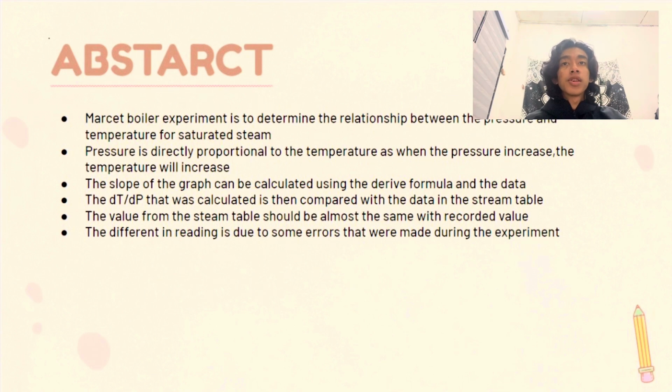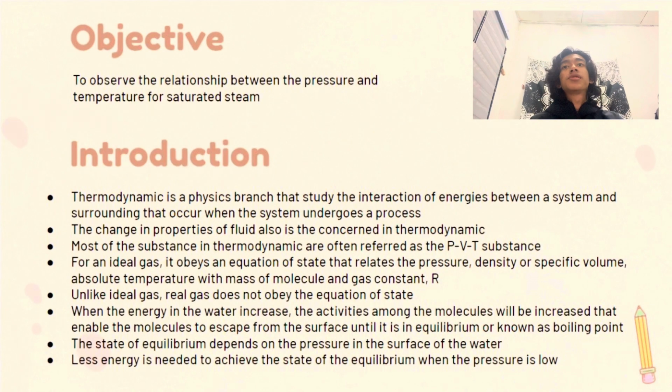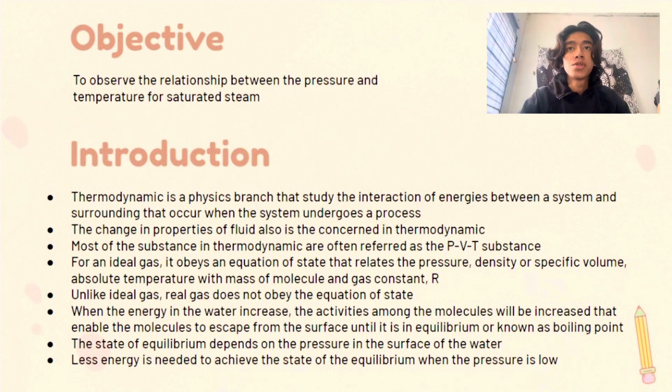So from the experiment, the difference in reading is due to some errors that were made during the experiment. So the objective of this experiment is to observe the relationship between the pressure and temperature for a saturated system. And now we will proceed to the introduction of this experiment.